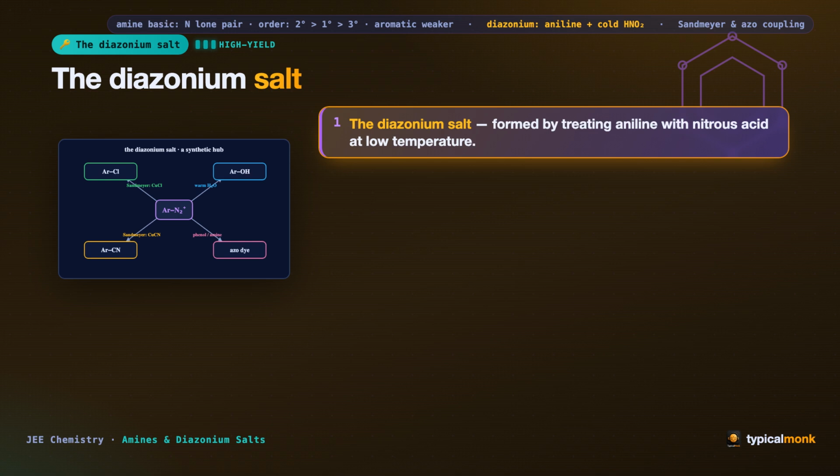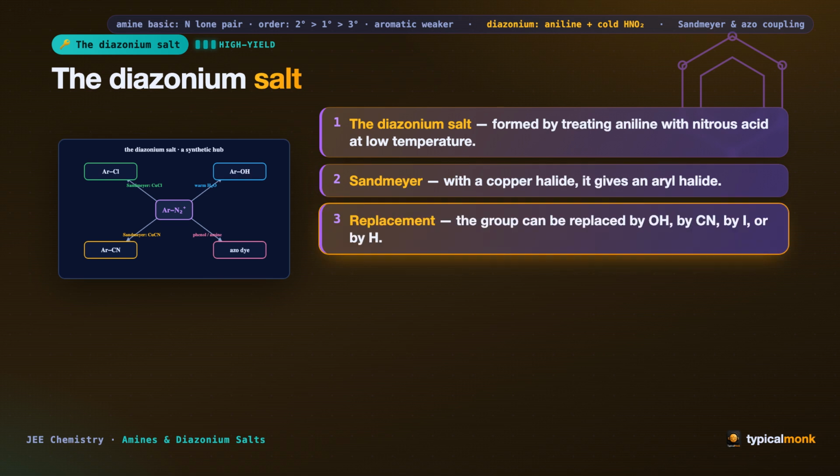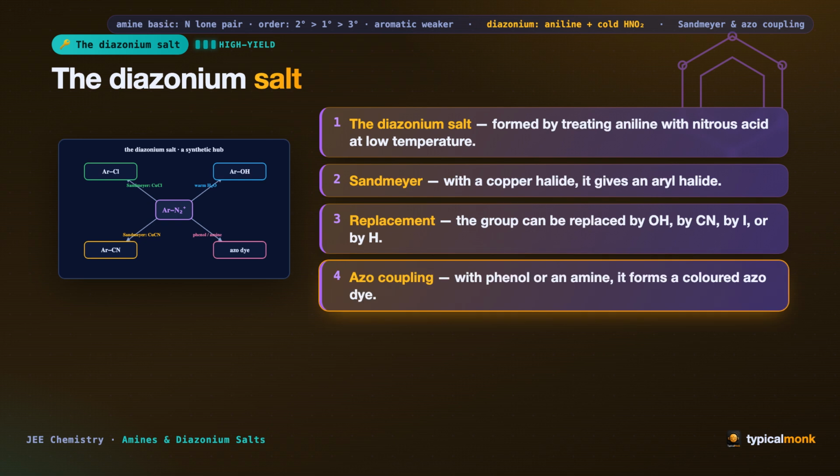Now look at the picture, the diazonium salt and all it can become. The diazonium salt is formed by treating aniline with nitrous acid at a low temperature. Sandmeyer: with a copper halide, it gives an aryl halide. Replacement: the diazonium group can be replaced by a hydroxyl, by a cyanide, by an iodide, or by a hydrogen. Azo coupling: with phenol or an amine, it couples to form a brightly colored azo dye.